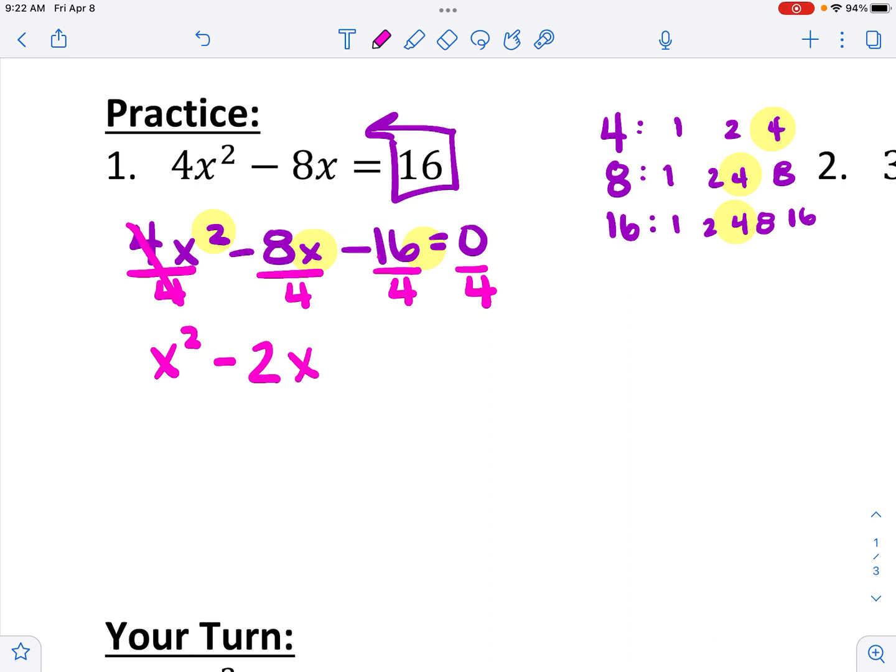And then 16 divided by 4, don't lose the negative. And then if we needed to, we could factor it from there. Right now, we're just practicing putting it in standard form and taking out the GCF.